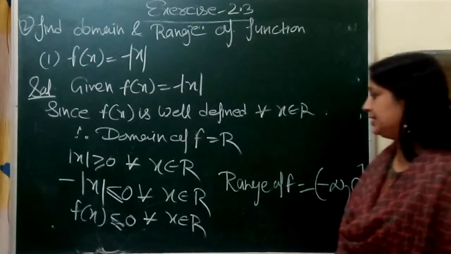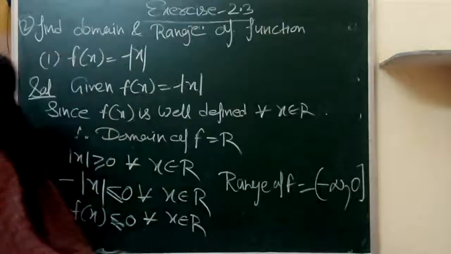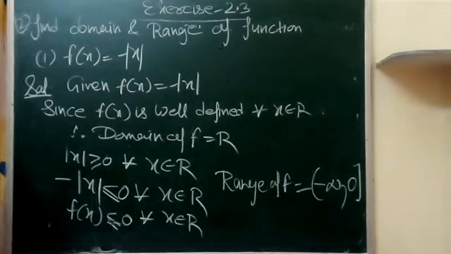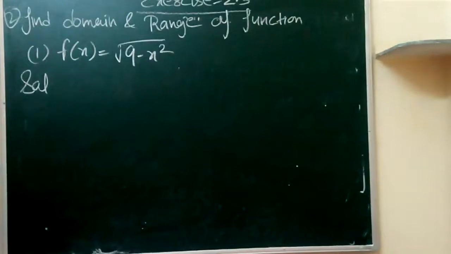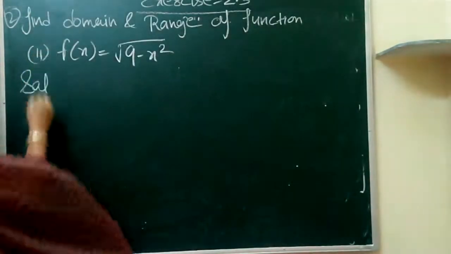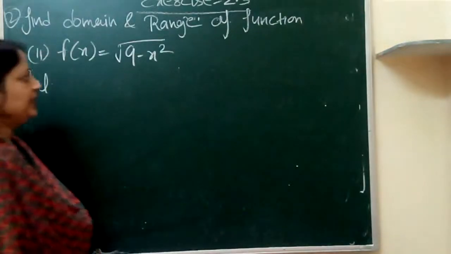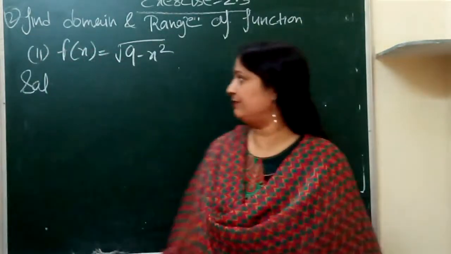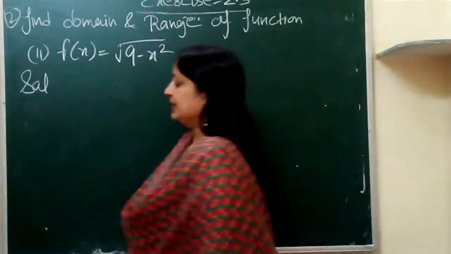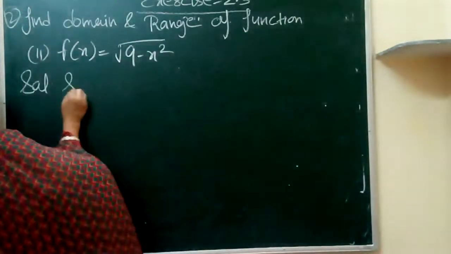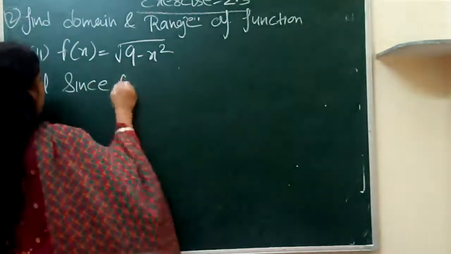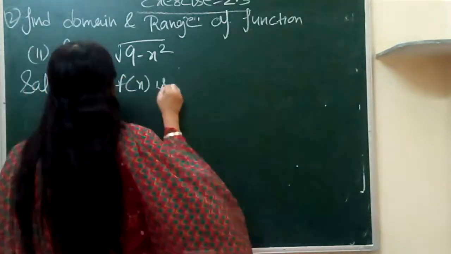Now let us start the next question. In this question you have to find out the domain and range. Now come to question number 2, second part. Now you have to find out domain and range of the function f of x is equal to root of 9 minus x square. So since f of x is well defined, f of x is well defined.